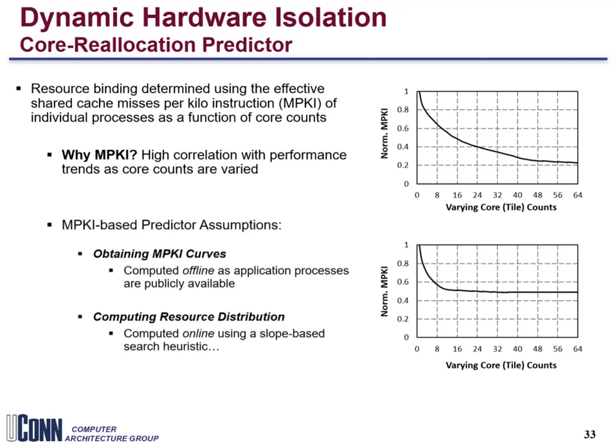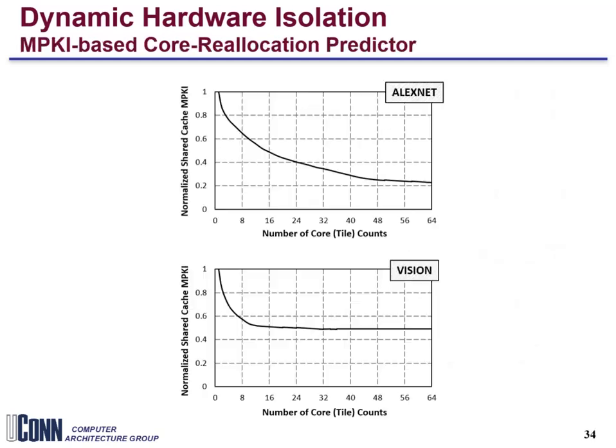The core reallocation predictor assumes that the MPKI trends of the processes are computed offline, because the applications are assumed to be publicly available and their MPKI trends can be statically pre-computed using representative inputs. The second is that the computation of finding the resource binding is done online using a slope-based search heuristic, which we will discuss next. Now, the MPKI trends generally have a nonlinear region, a linear region, and a saturation region.